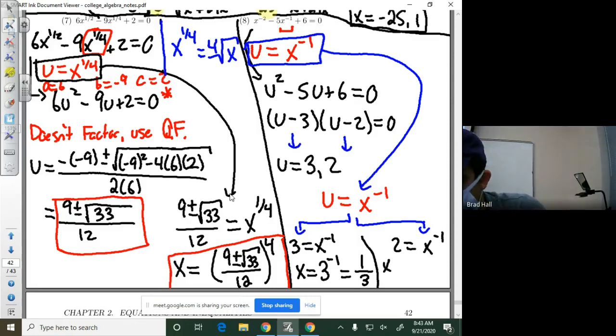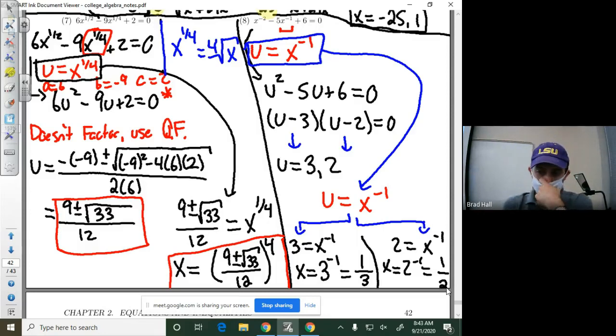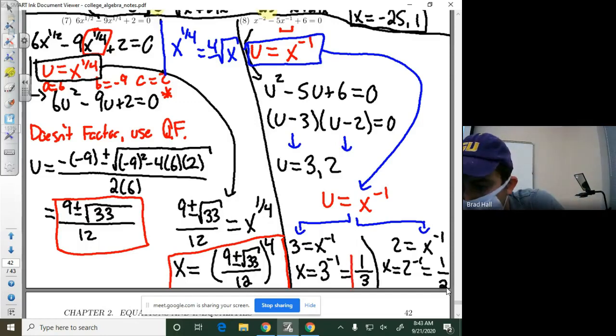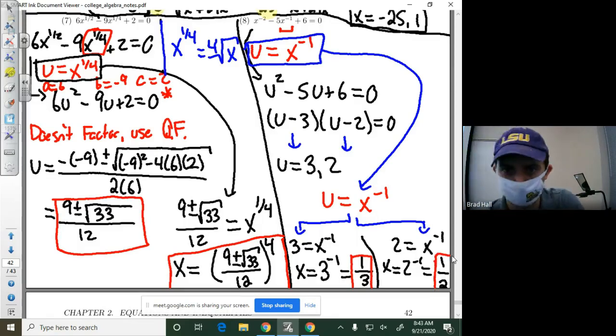So here, x would be 2 to the negative 1. The negative 1 means you just flip. So that'd be 1/2. So that's all it's saying. Negative 1 as an exponent generally just means you're going to be flipping stuff. So to get x by itself, you'll flip the other side. I think that's the easiest way to explain it. So we get 2 answers here: 1 over 3 and 1 over 2.